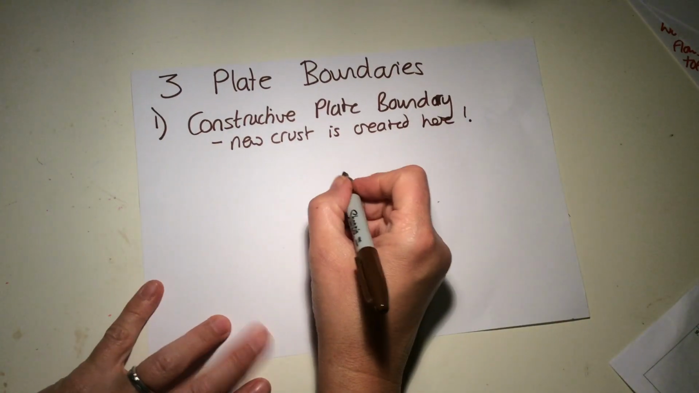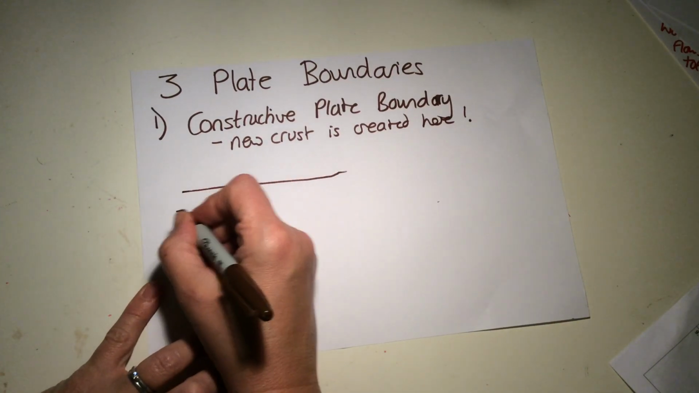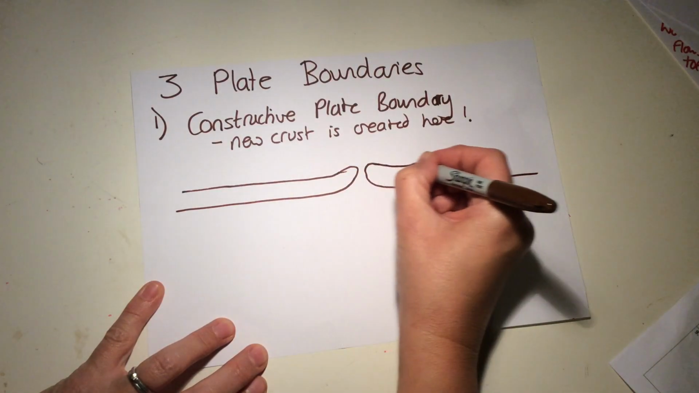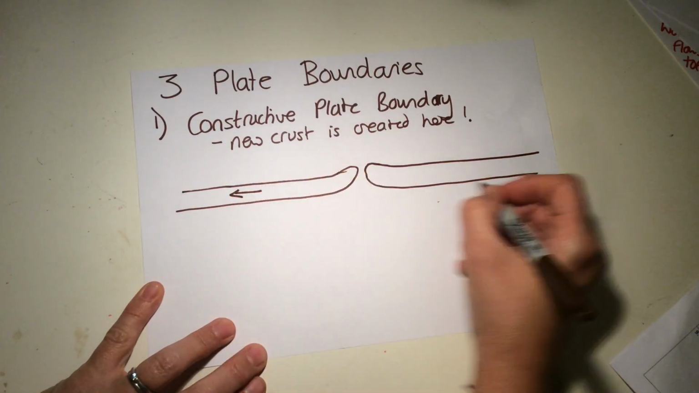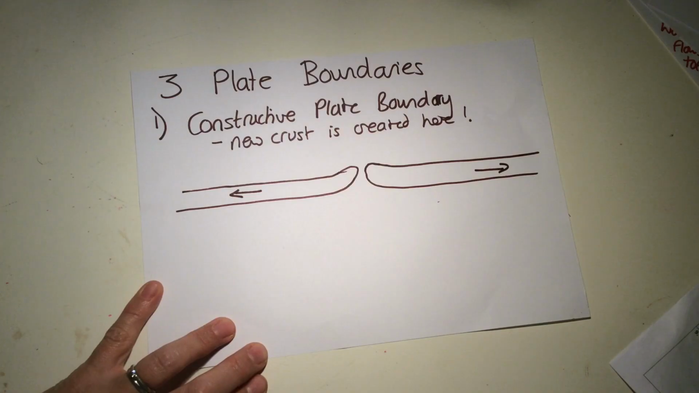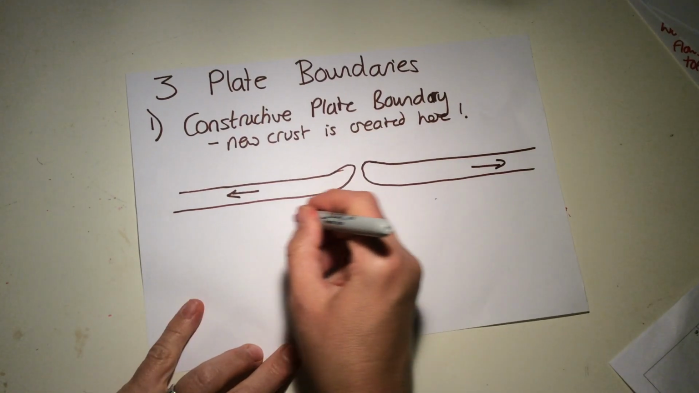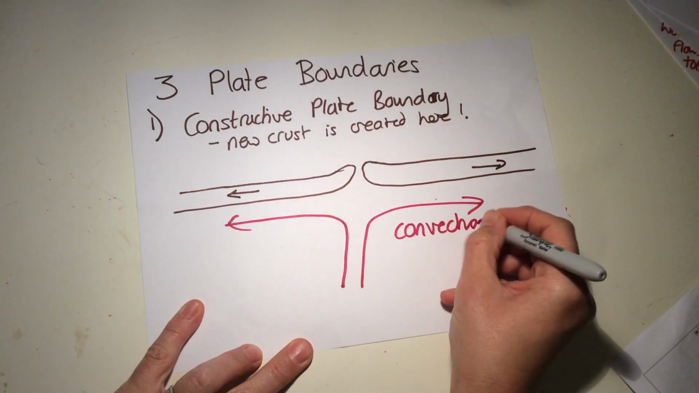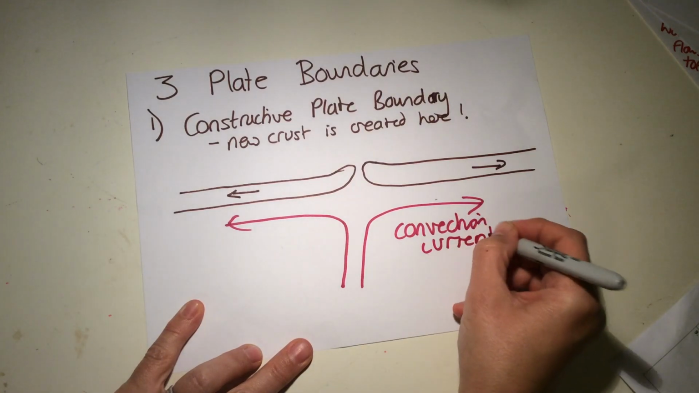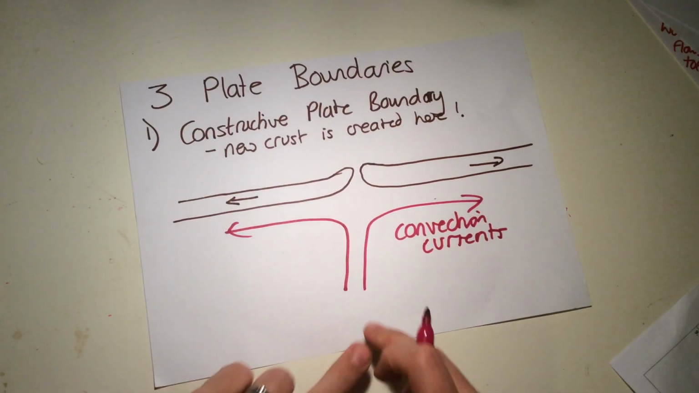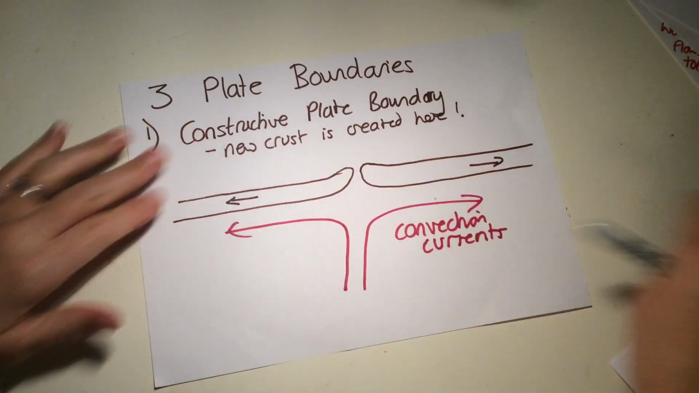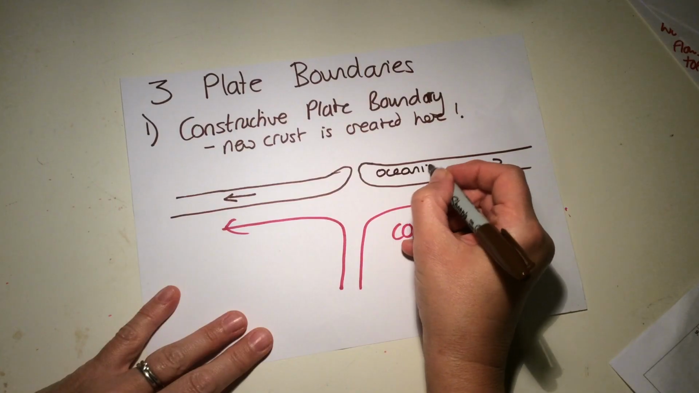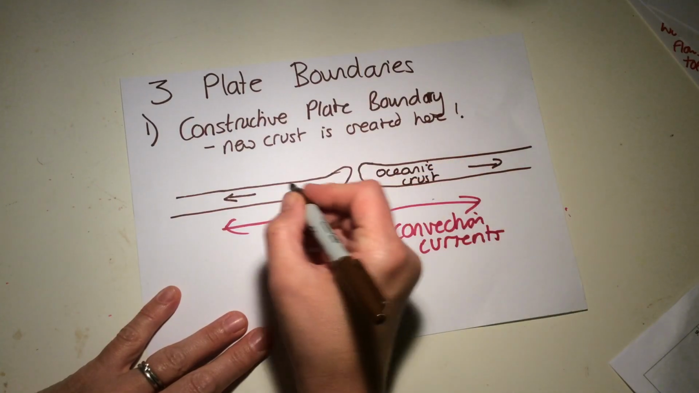So let's have a drawing. If we think of two pieces of crust, there'll be a sort of shape with a bit of a ridge in the middle. This piece of crust is going this way, this one's going this way. Let's get the convection currents in underneath, as they move in opposite directions. As these plates pull apart, this crust that's being created is oceanic crust. Both are the same.